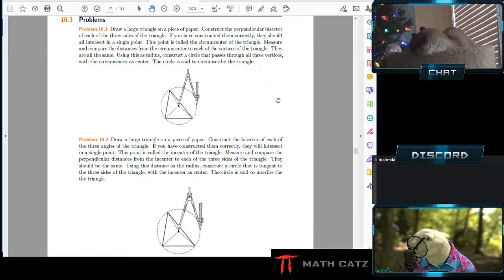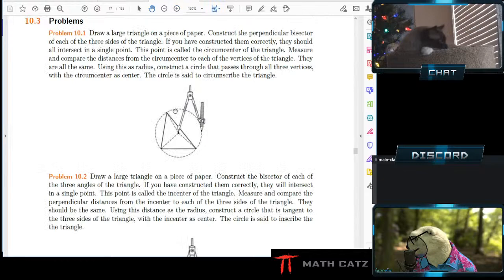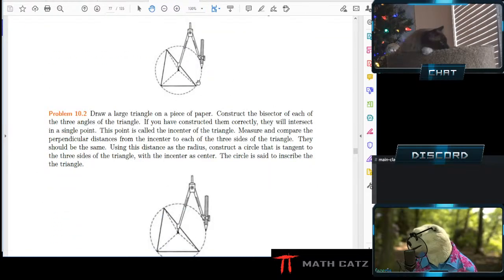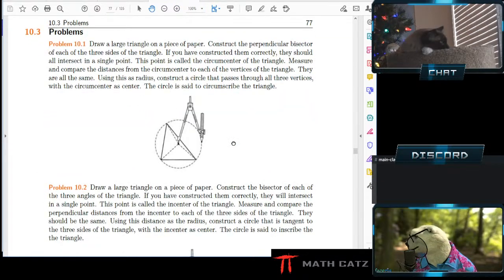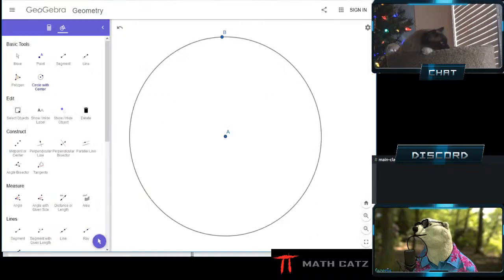Okay. So let me just check if I want to do the first one. Yes, I want to do 10.1 first. Let's read it together. Don't pay attention to this picture. You see they're the same picture? It shouldn't be the same. Draw a large triangle on a piece of paper or whatever. Start with a large triangle. Our goal is to... Actually, I'm just going to do it like this.